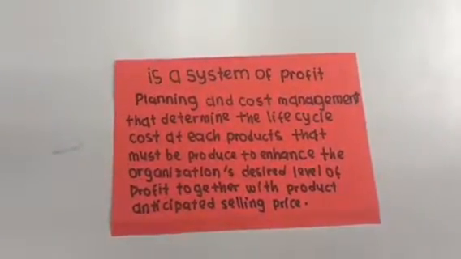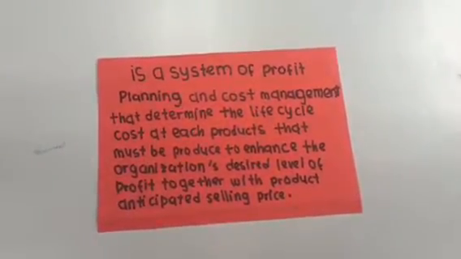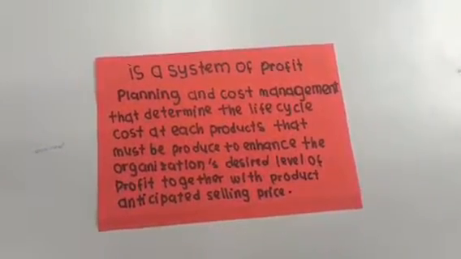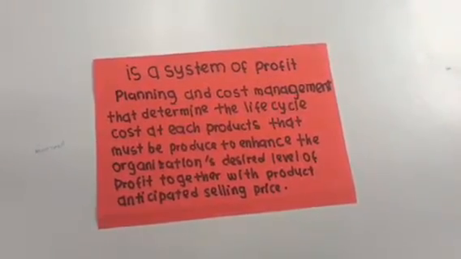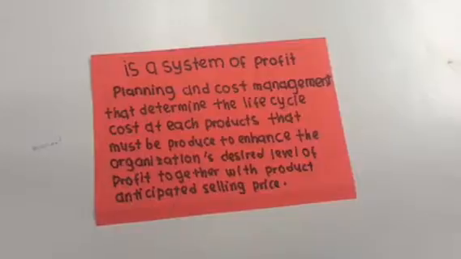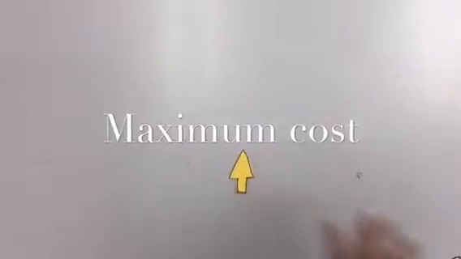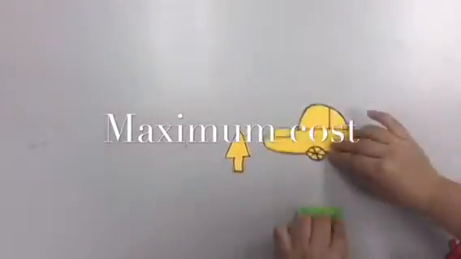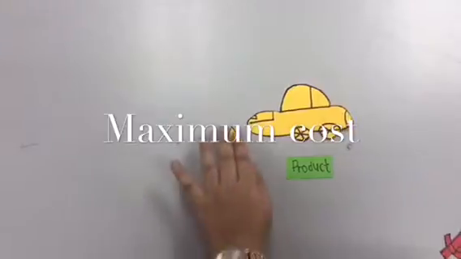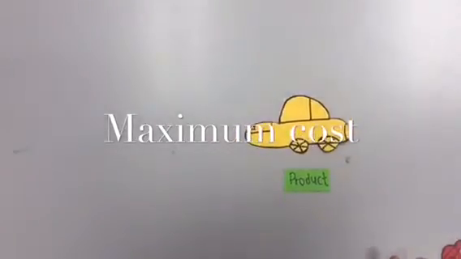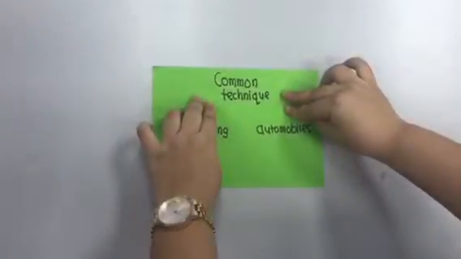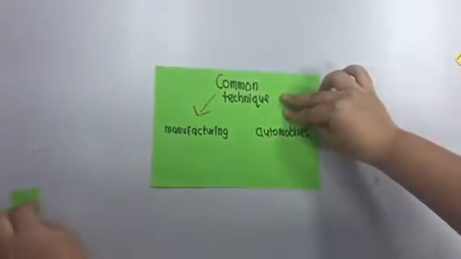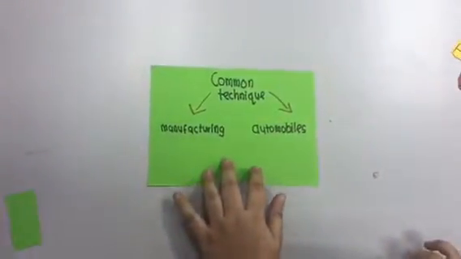It is a system of profit planning and cost management that determines the life cycle cost of each product that must be produced to enhance the organization's desired level of profit, together with the product's anticipated selling price. It is also a technique for establishing the maximum cost at which we could make a product, yet still make a required profit margin. It is a common technique used in the manufacturing industry and automobile industry.